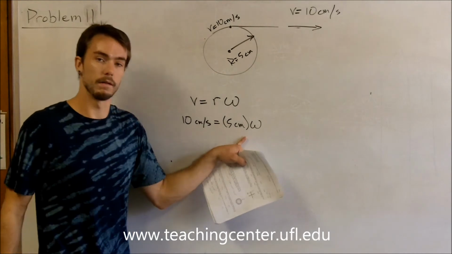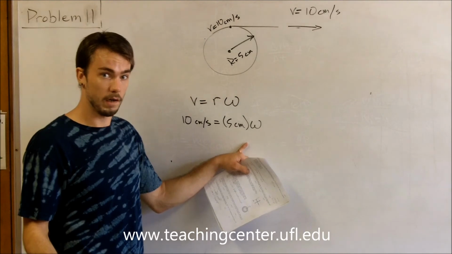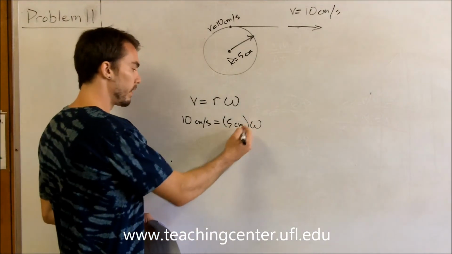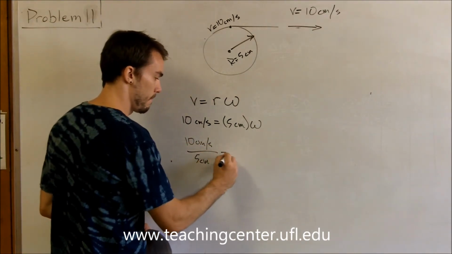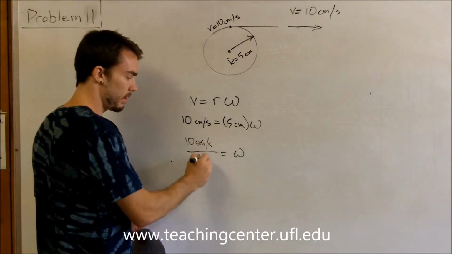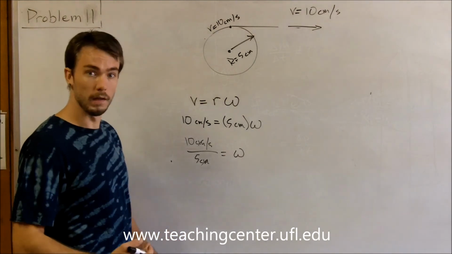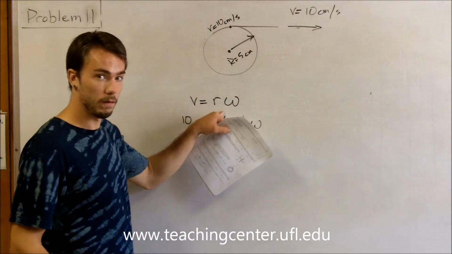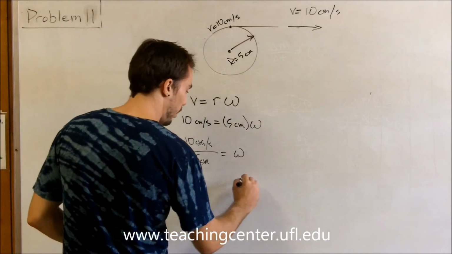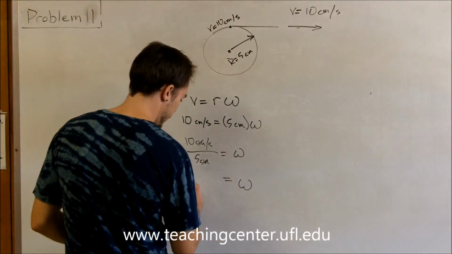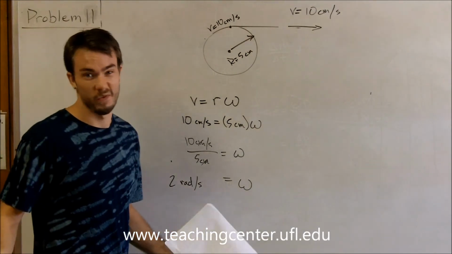I wrote out the units here because if everything's in the same units, sometimes you can leave those units in as long as you keep track of them and make sure they cancel out. So when we divide 10 centimeters per second by 5 centimeters, that's equal to omega. The centimeters cancel, and what you're left with is inverse seconds, or radians per second. Radians are unitless, and as long as you use this formula correctly, you're going to end up with units of radians per second. So our omega is equal to 2 radians per second, or 2 inverse seconds, depending on which professor you're talking to.